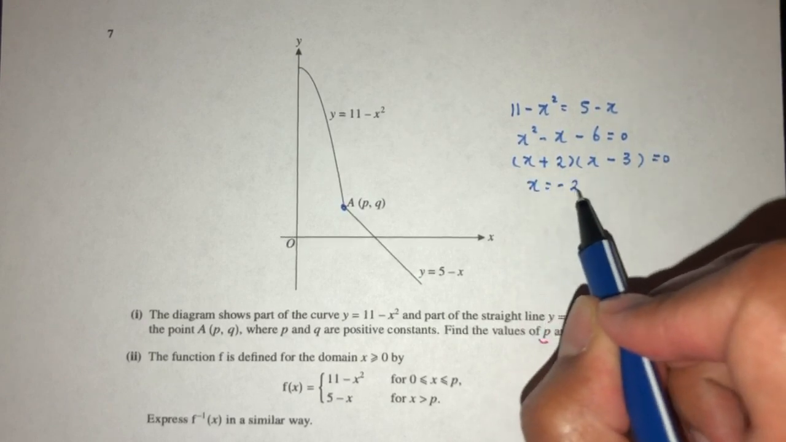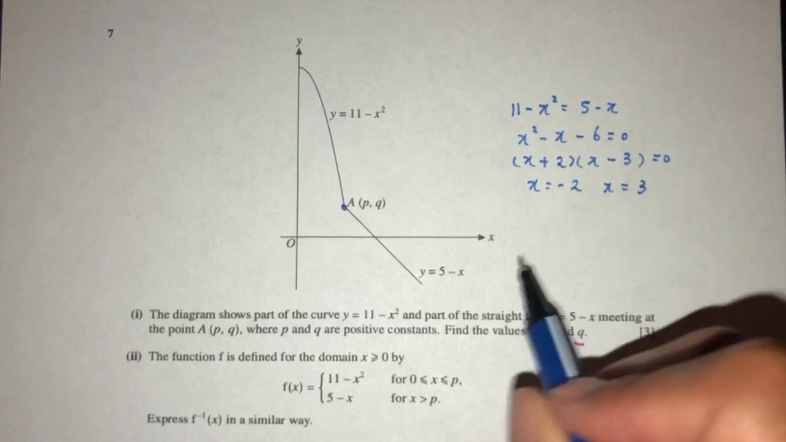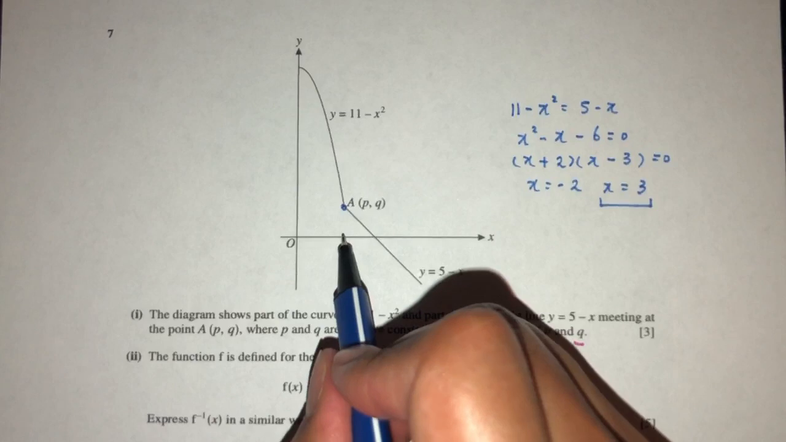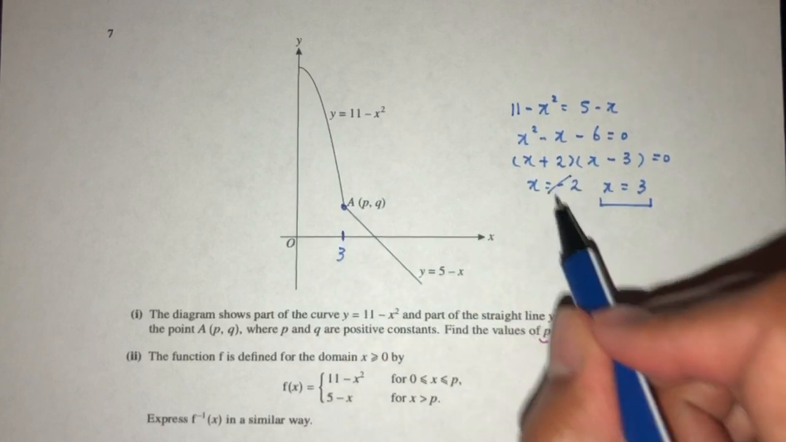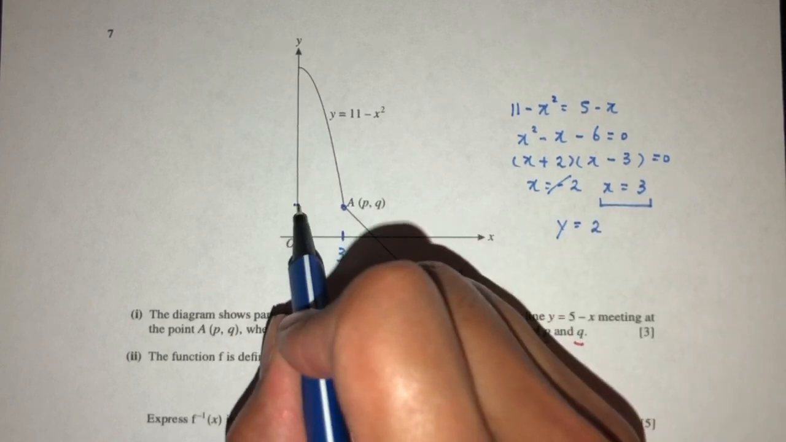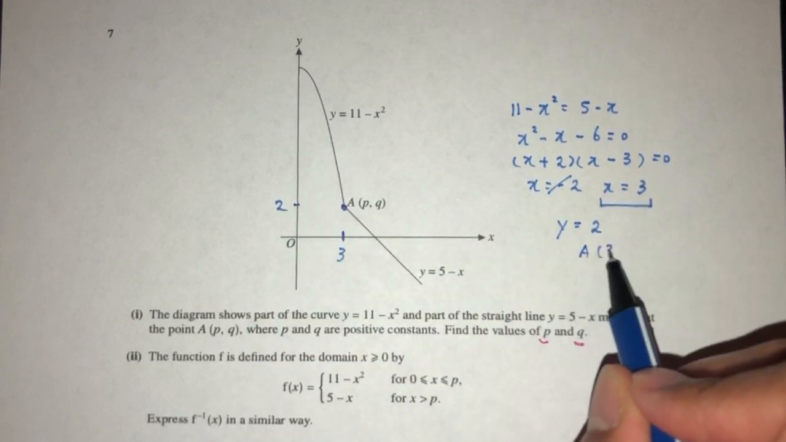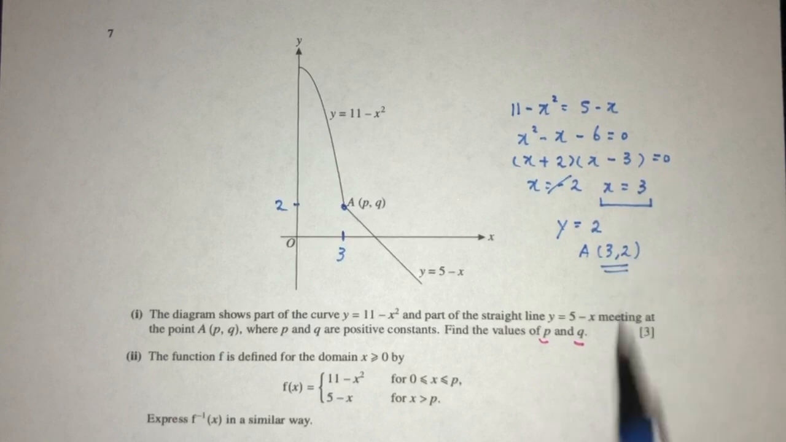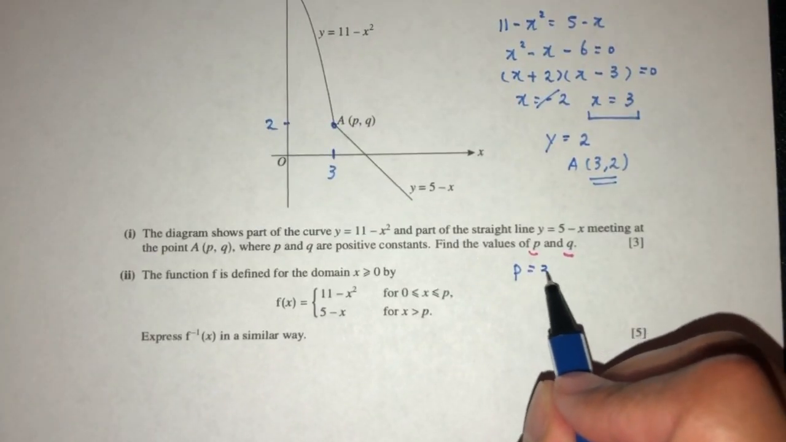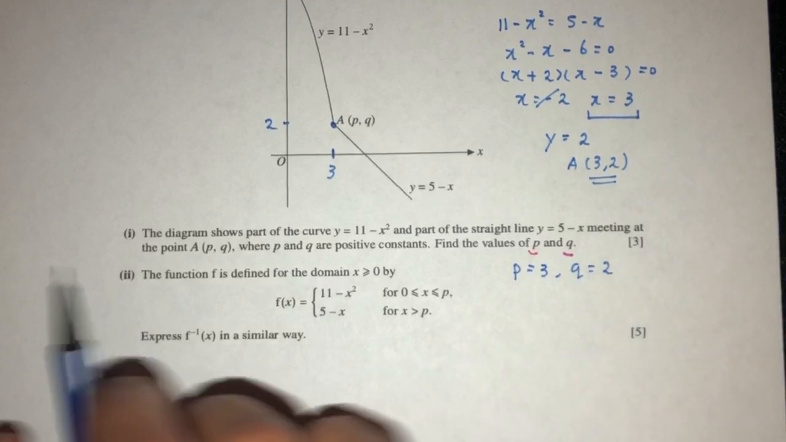x will be minus 2, x will be the value of 3. Now obviously we will take this one because it is supposed to be a positive value, here of 3. So what is y? y will be 5 minus 3, which is 2. So the point A will be (3, 2). The value of p is 3 and the value of q is 2.